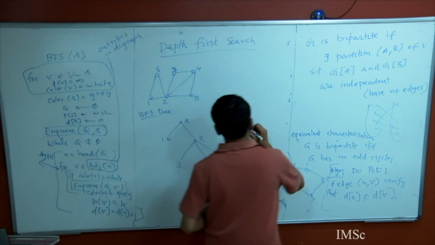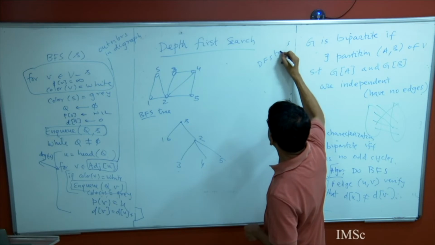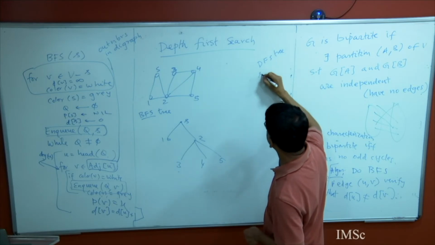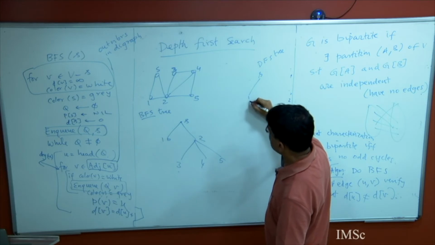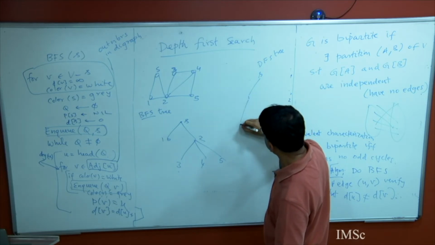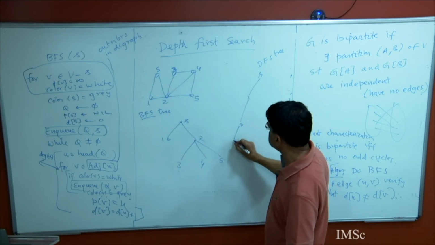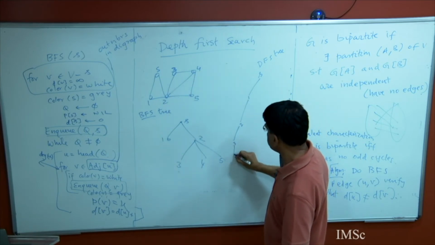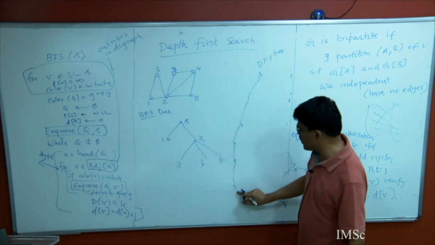DFS will start at S, it finds 1 and then goes to 1's neighbor 2 and then goes to some neighbor of 2, let's say it's 3, and then some 3's neighbor 4, 4's neighbor 5, and I don't have any more neighbors.